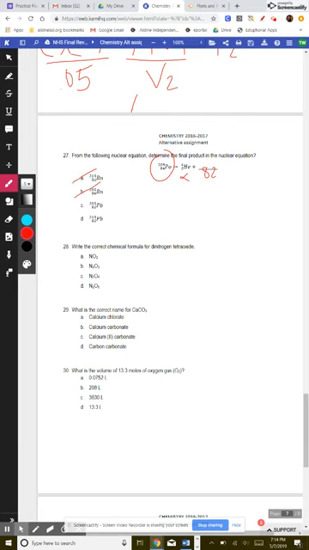Okay. Now my top number, what number plus 4 equals 209? That would be 205. So my answer has to be C. Okay, so just make sure that your numbers equal on both sides of the arrow. Number 28, write the correct formula for dinitrogen tetraoxide.